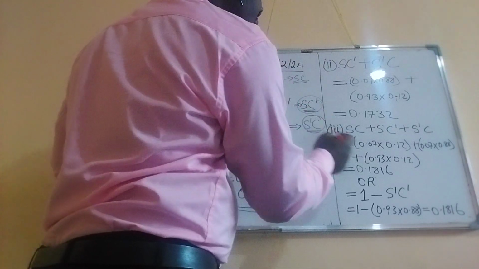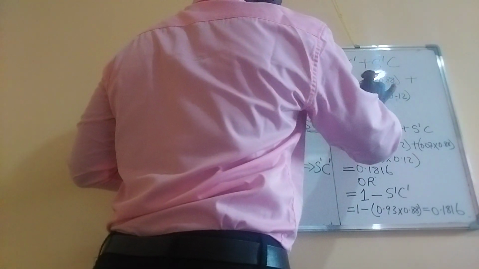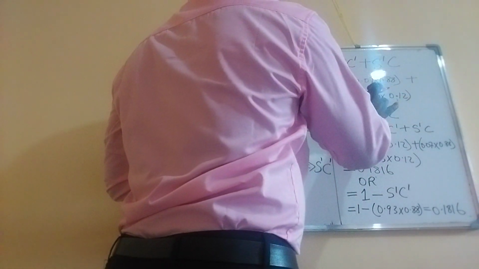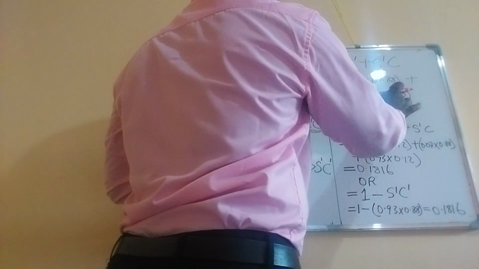In case we add them, the probability of the house being broken into and the car not stolen, we multiply 0.07 times 0.88, and then the probability of the house not broken into and the car stolen is going to be given by 0.93 times 0.12. So if you add, this is what you will get.